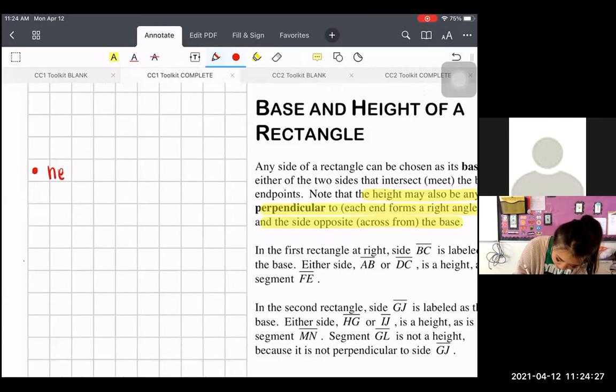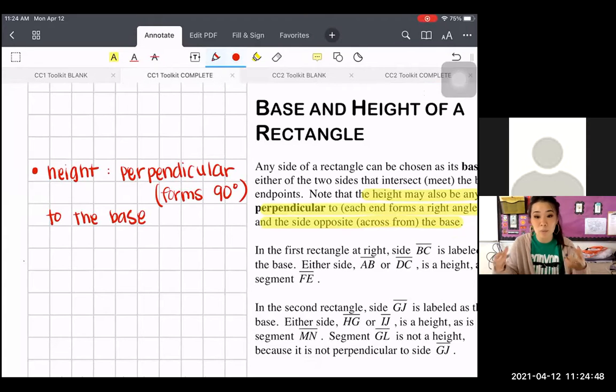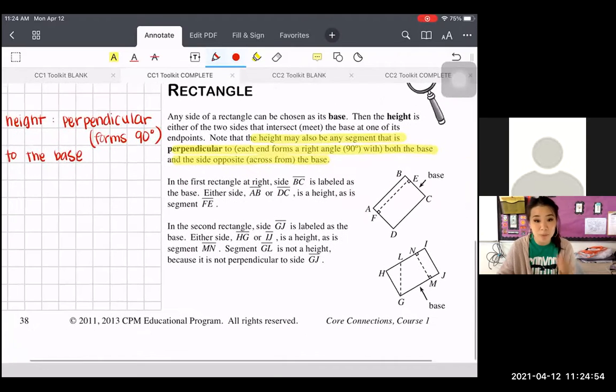The height is perpendicular, and this forms 90 degrees to the base. And in a rectangle, it's going from one base to the other base. It has to be 90 degrees on both sides. Okay, so we're gonna look at some examples.